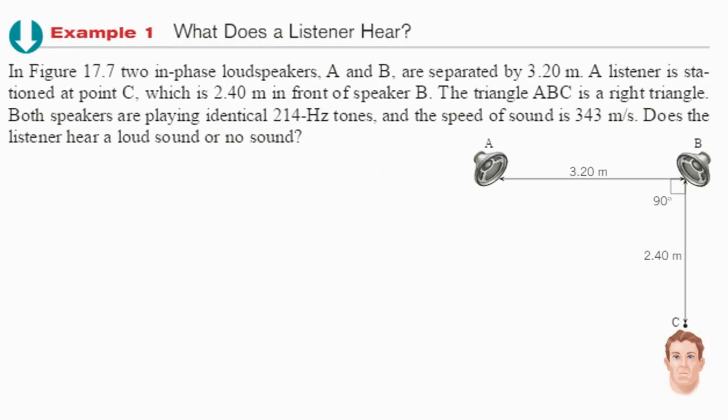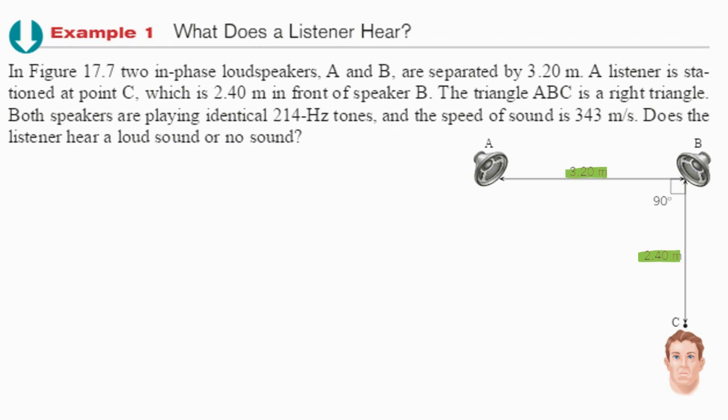Our last example has to do with constructive and destructive interference. So we have these two loudspeakers, A and B. They are separated by a distance of 3.2 meters. And then you have a person standing 2.4 meters away from loudspeaker B. And the question is, does the listener hear a loud sound or no sound?